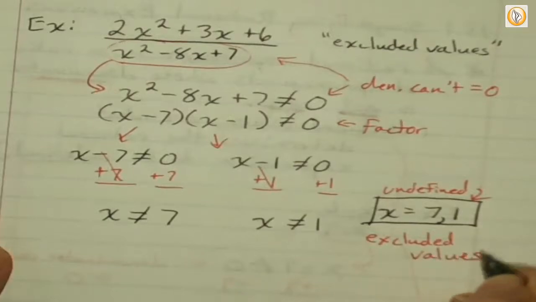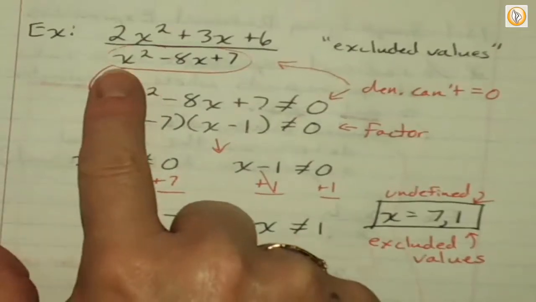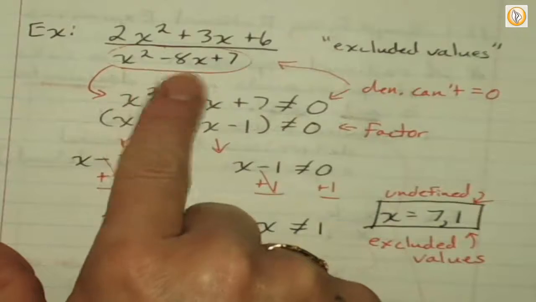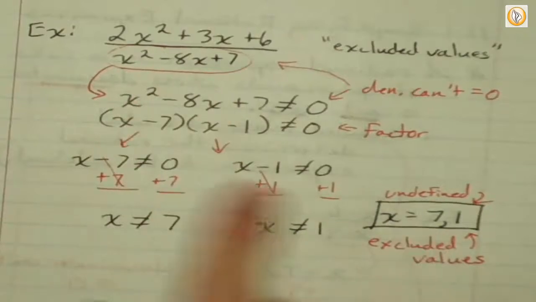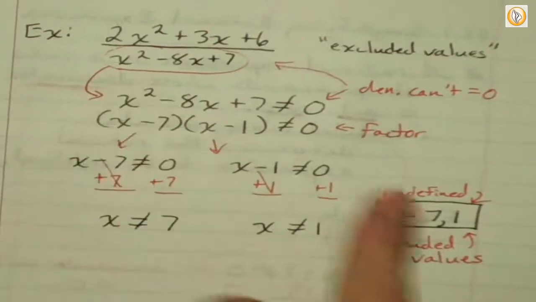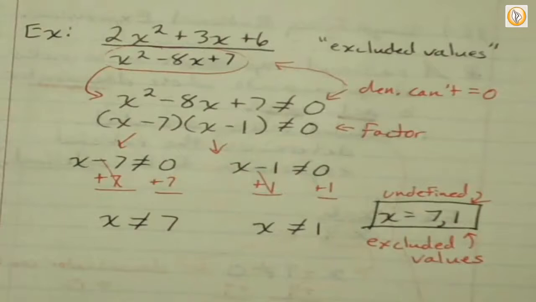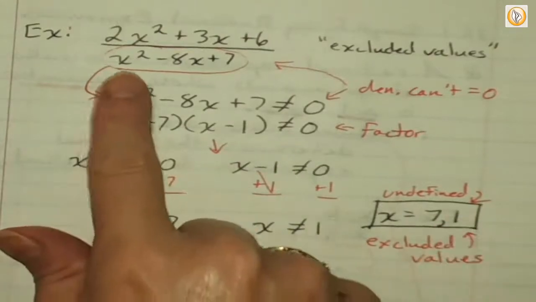Those are your excluded values. Any other x, anything but 7 and 1, will be an included value. Any number can be used for x because it will not get you a 0. If I were to replace the x with 7, I'd get a 0. If I were to replace it with 1, I'd get a 0.